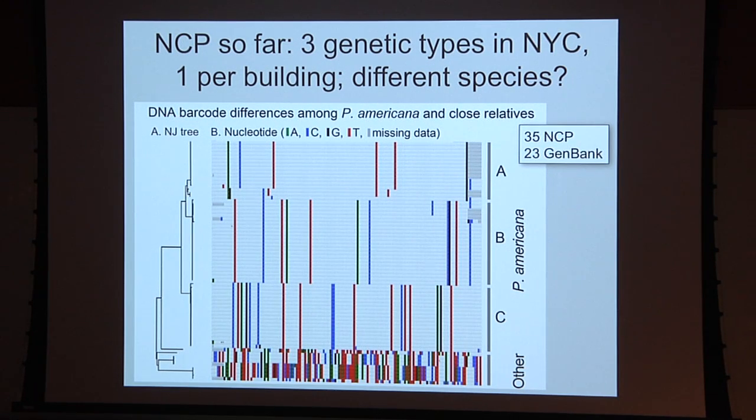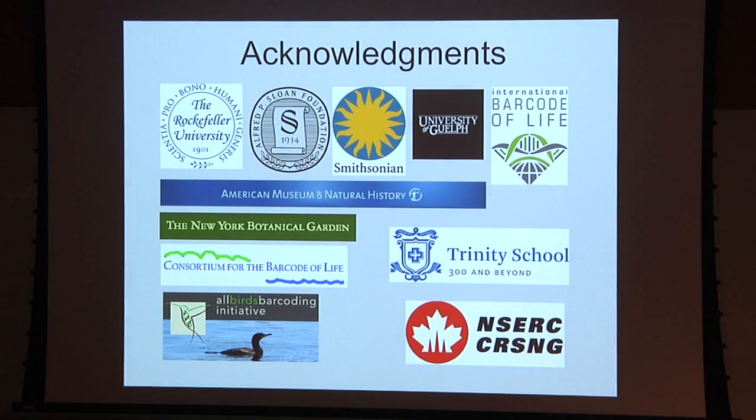But I can tell you there are cockroaches at Rockefeller that have a barcode 100% identical. It's one of these types to ones that are walking around in Tehran. So that's interesting. How did they get there, and why are there 3 types?